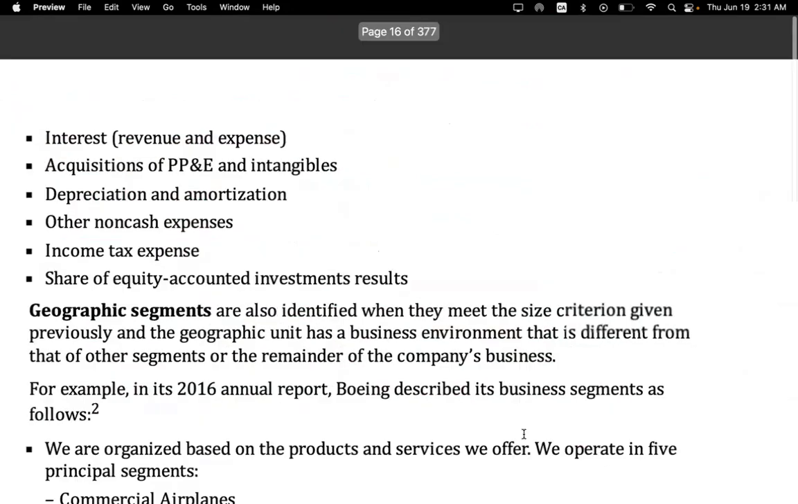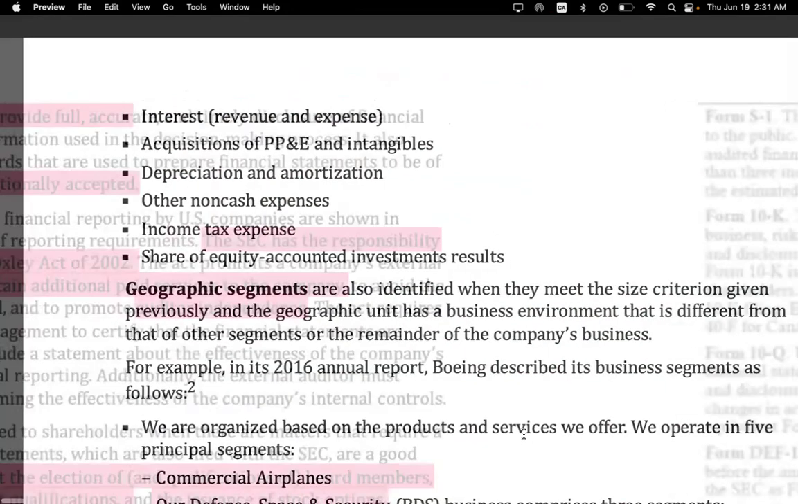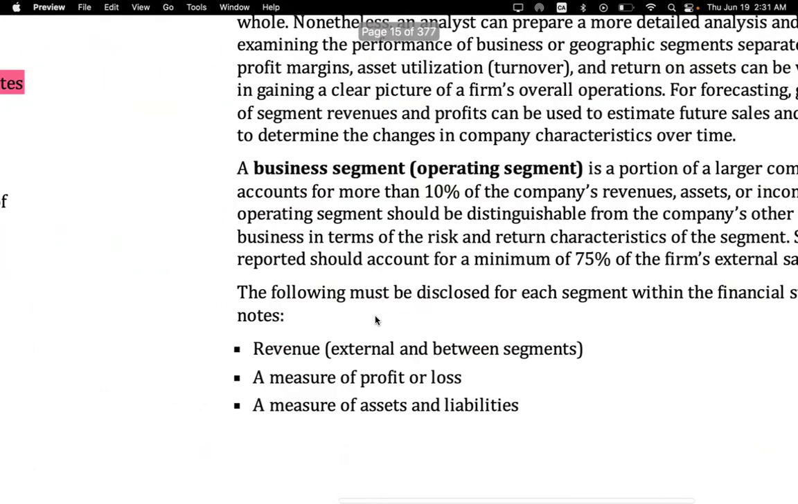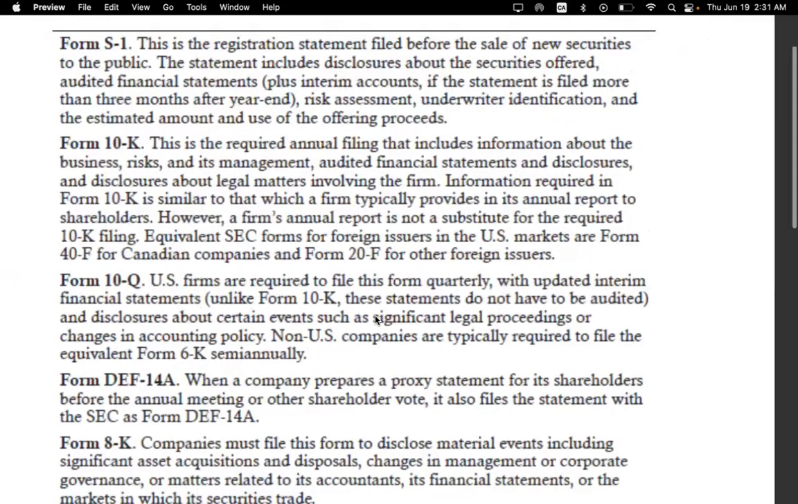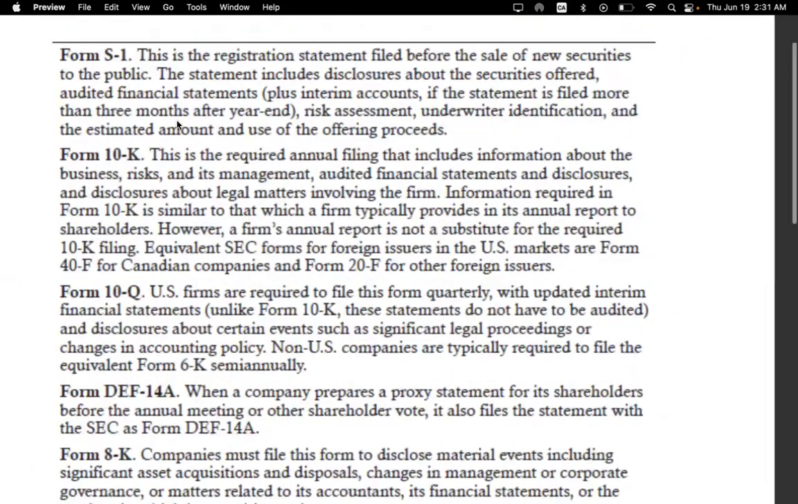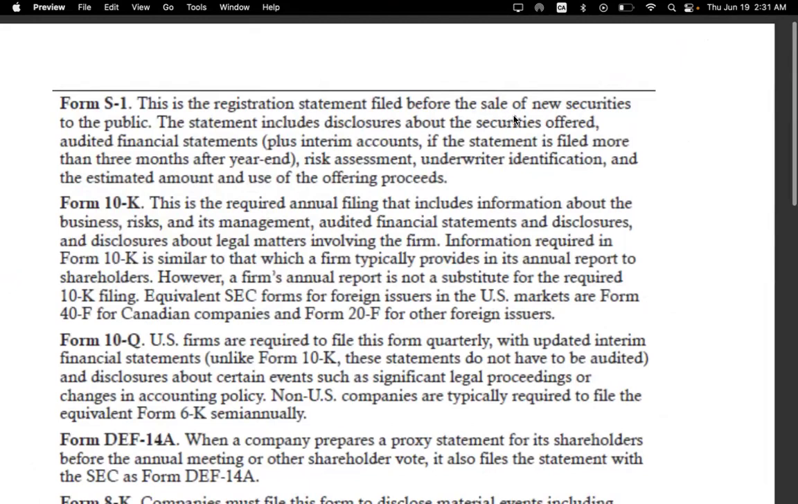Okay, then we have, sorry, why am I glitching? SEC required filings. Okay. So you have a bunch of forms here. Form S1 is a registration statement filed before the sale of new securities to the public.